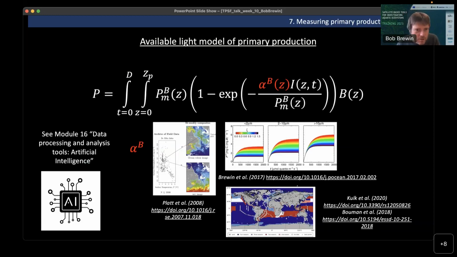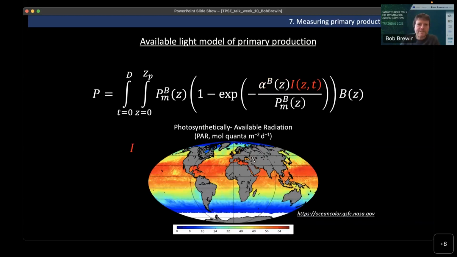Now, there is a lot of exciting work going on, and I know there's going to be a module 16, I think, looking at artificial intelligence, but a lot of promising work showing how well AI-based or machine-based learning may be able to help in our estimation of these two photosynthesis parameters, alpha B and PB max. Okay, so let's say we solve that.